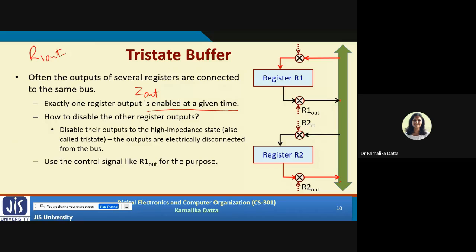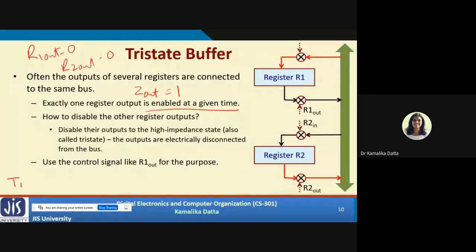R1 out must be 0. R2 out must be 0. All others should be 0. Only Z out will be 1 when I write in a step, let's say T1, Z out and R1 in. When I write Z out and R1 in, then Z out will be 1 and R1 in will be 1. But for the rest of the registers, R1 out, R2 out, or any Rn out will all be 0. Right? So how is this implemented in hardware? How to disable the other register outputs?